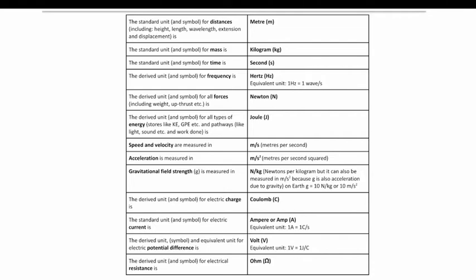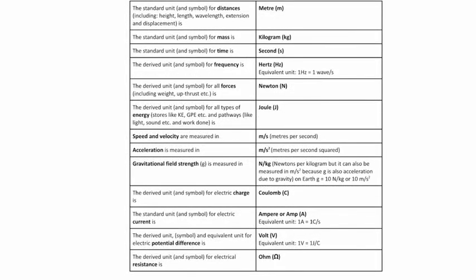Acceleration is the rate of change of speed. It's how many metres per second you go per second. So we measure acceleration in metres per second squared. The gravitational field strength. Now this is a tricky one to get your head round. We represent gravitational field strength with the letter little g. And gravitational field strength is measured as a standard in newtons per kilogram.